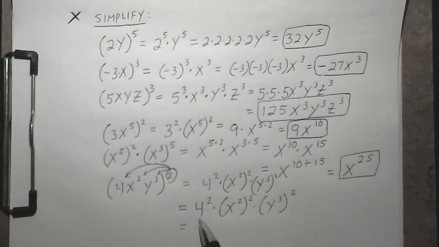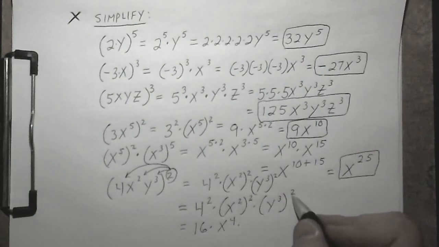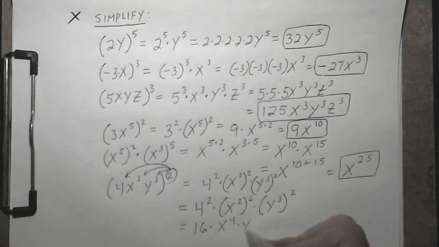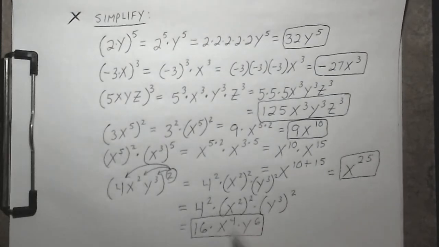Now, 4 squared is 4 times 4, not 4 times 2, but 4 times 4, which is 16. And x squared squared, when you raise a power to a power, you multiply the exponents. So x squared squared is going to be x to the 2 times 2 power, or x to the 4th power, times y cubed squared. Again, you multiply these exponents, so it'll be y to the 3 times 2 power, or y to the 6th power. And ladies and gentlemen, you are looking at your final answer. It is 16x to the 4th power y to the 6th power.